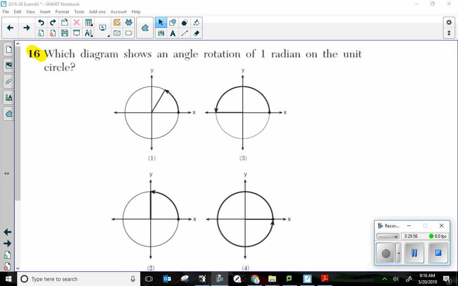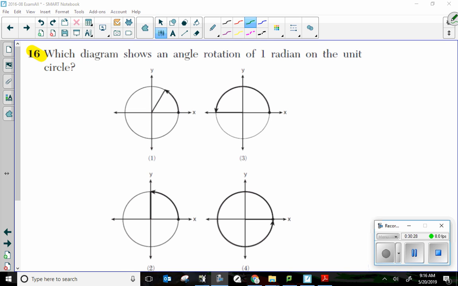All right, trig. And really with trig, number 16 doesn't deal with sine or cosine as much. It deals more with knowing your conversion from radians to degrees. Which diagram shows an angle rotation of 1 radian on the unit circle? Now, here is what people do, and I'm going to be honest with you, it's what I did when I first did this, because you see something, you think you can do it quickly, and you do it, and you're screwed.